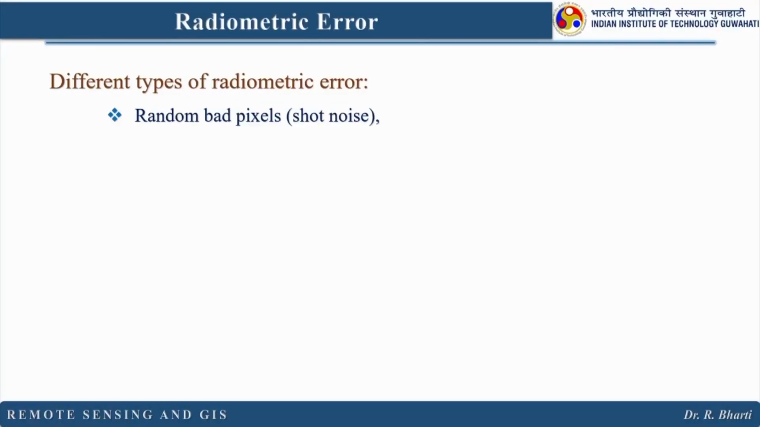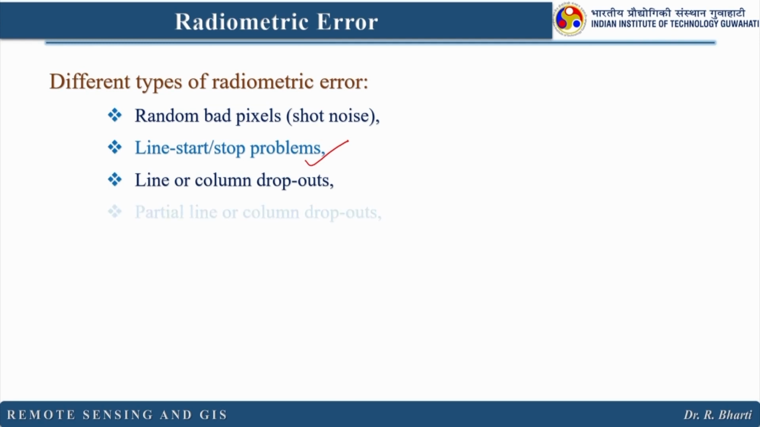Now let us see what are the different types of error we consider in radiometric error, right. So first one is random bad pixel, which is also known as shot noise. There is a slight modification that we will see. Then line start or stop problem. So when this line or scanning is happening, if there is a line start or stop problem, that may come into this particular category. Next is line or column dropouts, then partial line or column dropouts.